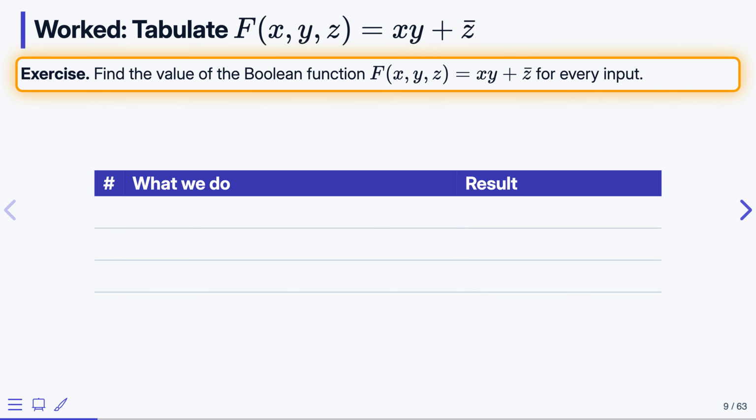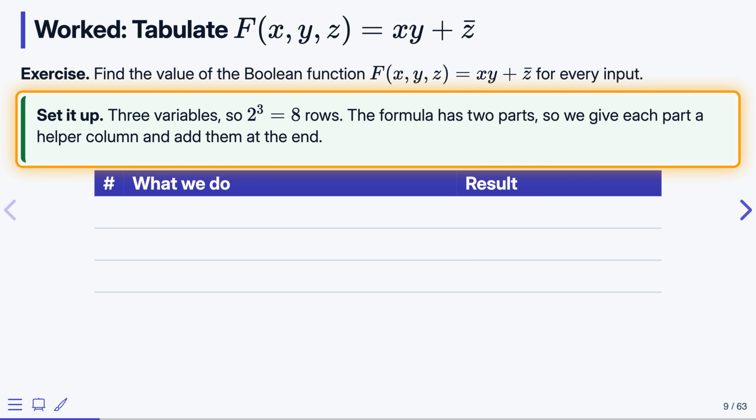This time the function comes as a formula, and we want its full table. Set it up. There are 3 variables, so the table needs 2 to the power 3 rows. That is 8 rows. The formula has 2 parts joined by a plus, so we build each part in its own helper column and add them at the very end.